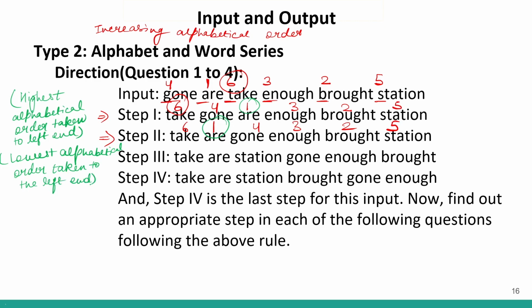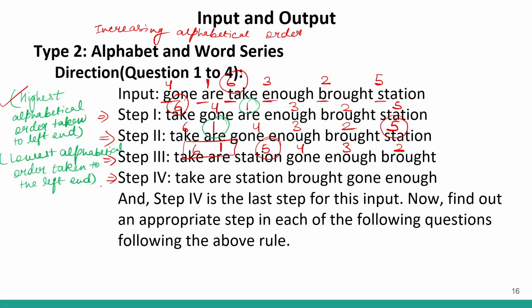Correct? This was what happened in step 2. Coming to step 3. Now let us look at step 3. In step 3, this is 6 and 1, so this is fixed. Now we have 5, 4, 3, 2. So 6 and 1 are already fixed. The next thing that we did is we took 5 to the outside. So again, after 6 and 1 are fixed, we have taken the highest alphabetical order to the left end.